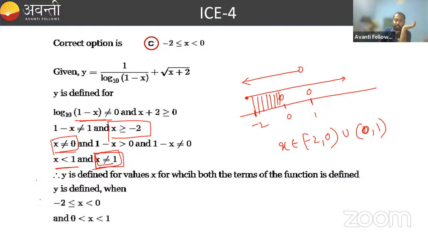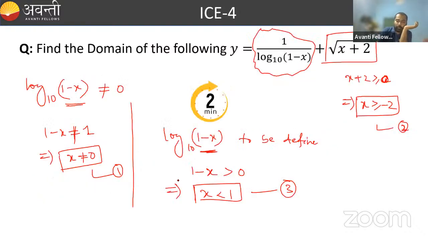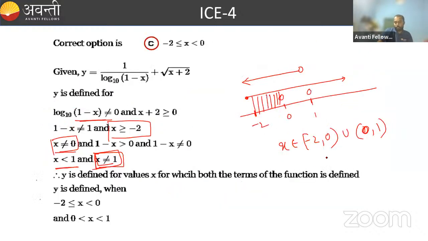You understood this concept or not? x is not equal to 1 because here we got x is less than 1. x is greater than or equal to -2. x is not equal to 1. x is less than 1 means x is not equal to 1 also, right? Okay. So the answer is -2 to 0 union 0 to 1. I hope this is clear to everyone, guys. Clear?